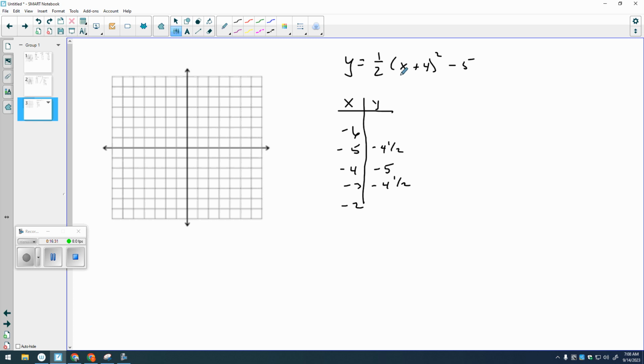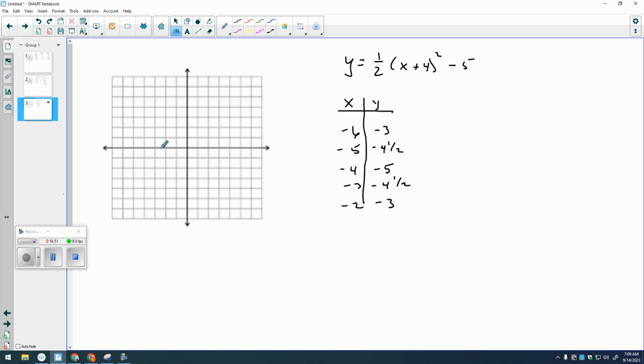-6. Wait a minute, now I'm second guessing myself. It's too early in the morning. -6 plus 4 is -2. -2 squared is +4. Half of 4 is 2. I was right, I second guessed myself. And that's the same. All right.